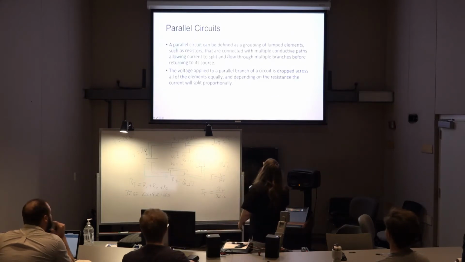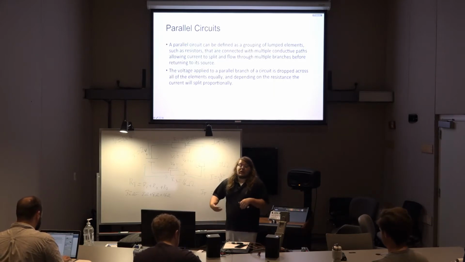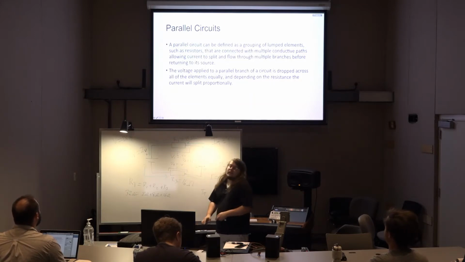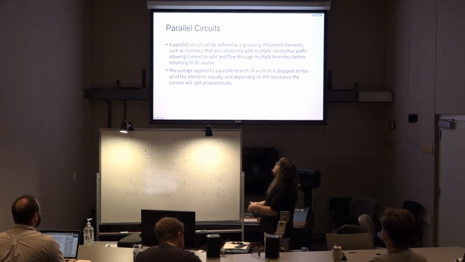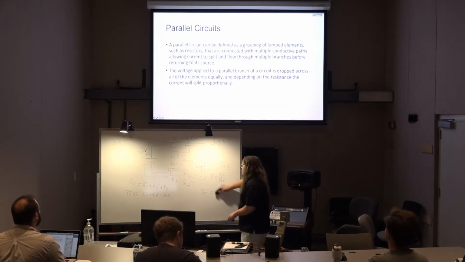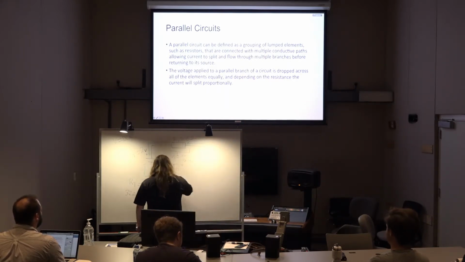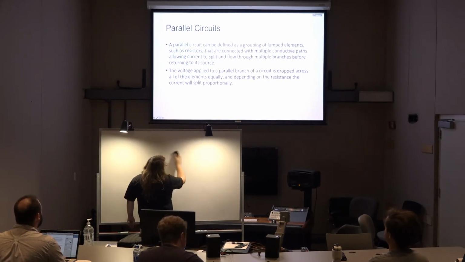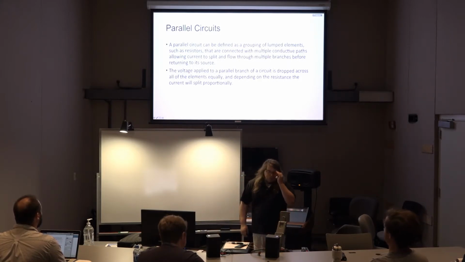All right, so now let's move on to parallel circuits. We gotta move a little bit. A parallel circuit can be defined as a grouping of lumped elements such as resistors that are connected with multiple conductive paths, allowing current to split and flow through multiple branches before returning to the source. Earlier when we had the speakers hooked up in parallel, you may have noticed that we had one set of wires running from the power amp to the first speaker, and then an individual set of wires running from the first speaker to the second speaker. We had a lot more wire involved.